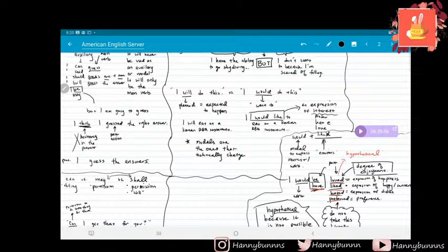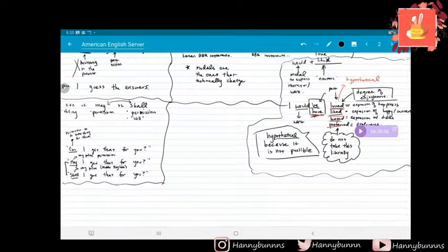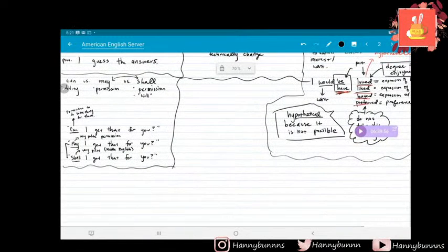So modals are the ones that technically change. An expression of interest: prefer, hate, love. Yeah. I had so many notes here. All right.